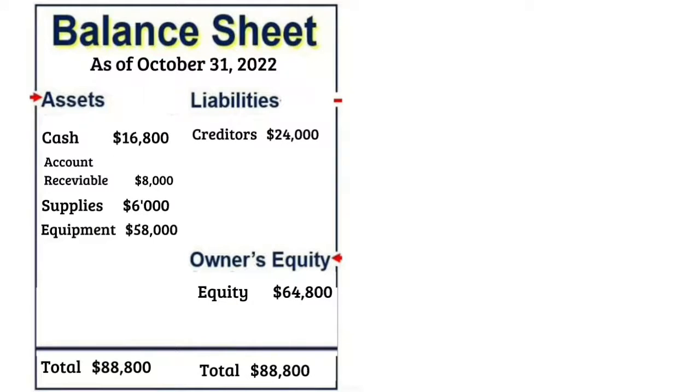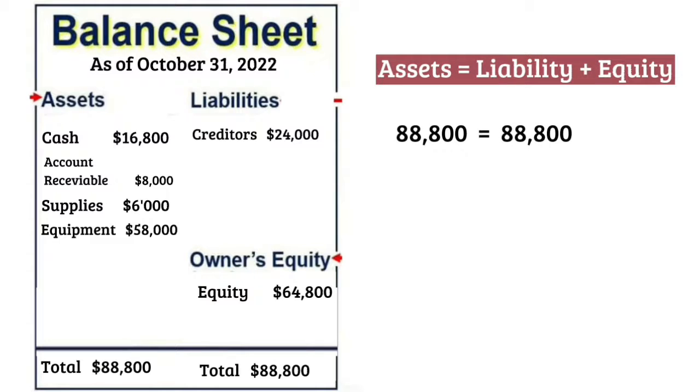Now we have the balance sheet at the end of the month, in which total assets are equal to total liability and equity.